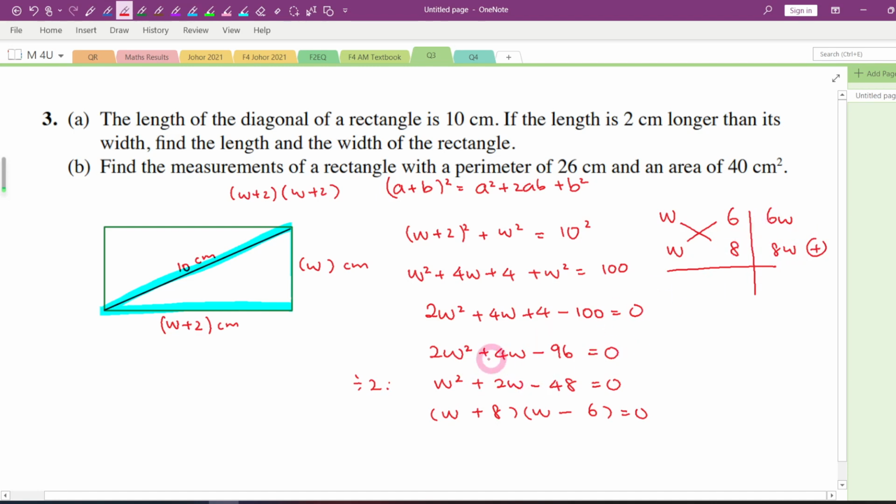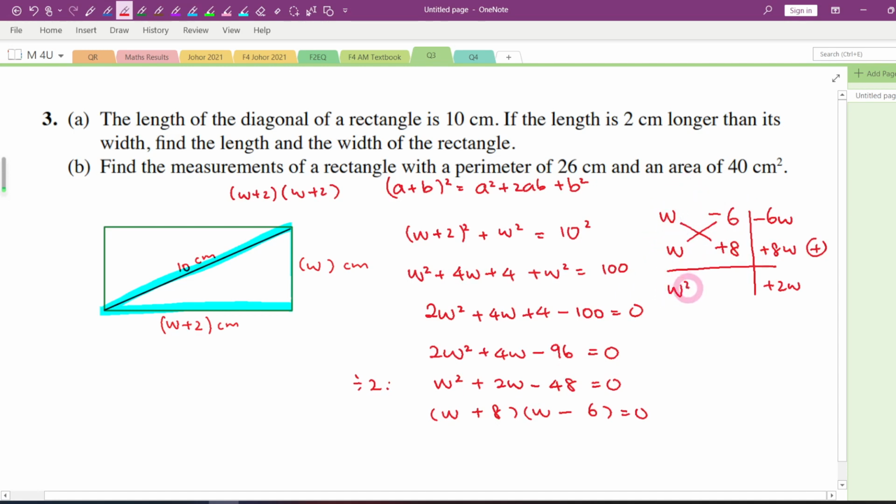In order to get positive 2W, here I'm going to write positive, here I'm going to write negative. So I will get positive 2W. If this is positive, here I will just follow positive. If this is negative, here I will just follow negative. But make sure that the front here is positive, because if this is negative, negative will give you positive. So normally before I start factorizing, I will always make sure that the front here is positive.